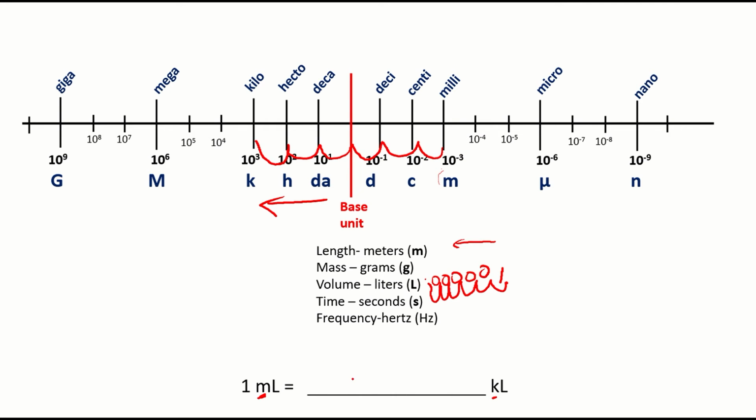So my answer is, how many zeros? 1, 2, 3, 4, 5. We have the decimal here. This is the number 1 milliliter converted into kiloliters.